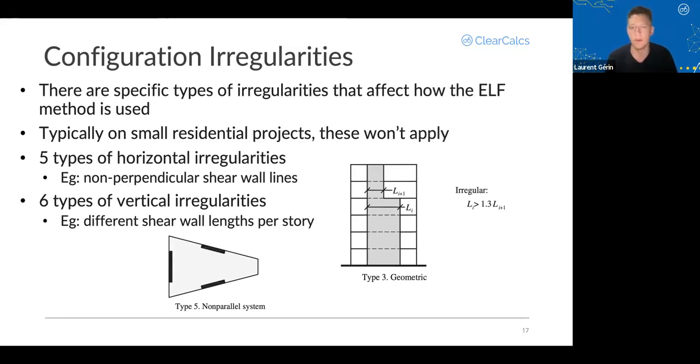Sometimes they'll let you get away with the irregularity by just bumping up the loads a little bit. Sometimes you might have to do an extra analysis of some kind, especially with torsion. But it's something to keep in mind. Especially if you're launching into a new project, and from experience, you can tell that this project doesn't quite look the same as the other ones you've done before, it's a good moment to go back to ASCE 7, look at those irregularities, and see what you can do there.